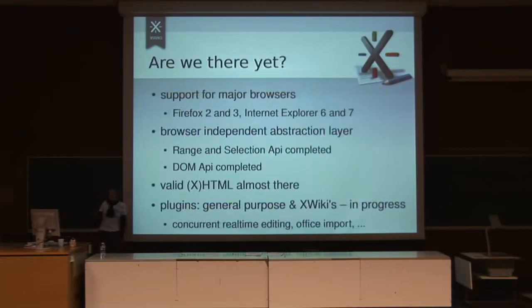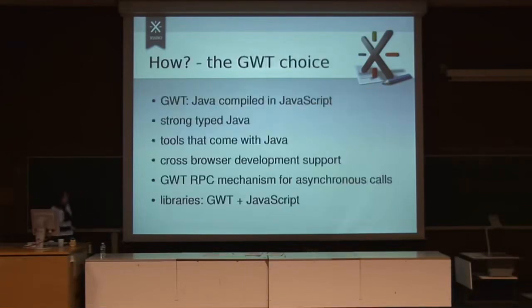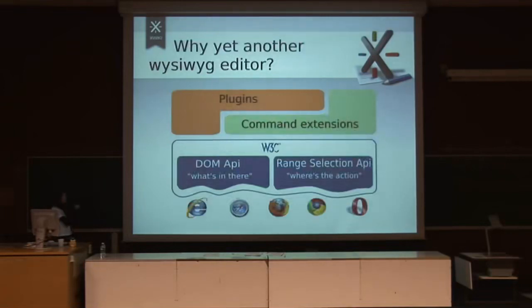Right, what we want to do, how we want to do it, but have we done it yet? So, right now we're supporting Firefox 2 and 3 and Internet Explorer 6 and 7. We have finished the browser-independent abstraction layer that I was talking about earlier, this one here. So this layer is actually finished for Firefox 2 and 3, Internet Explorer 6 and 7. You can code your plugins and commands on top of it with no thought whatsoever about the browsers.